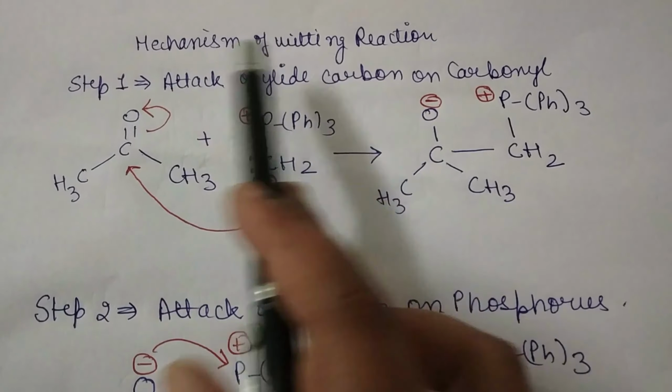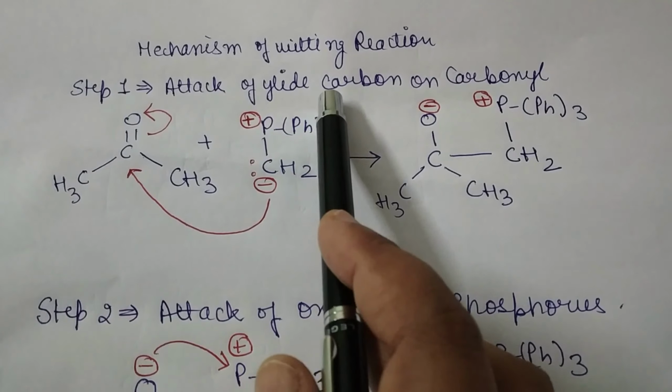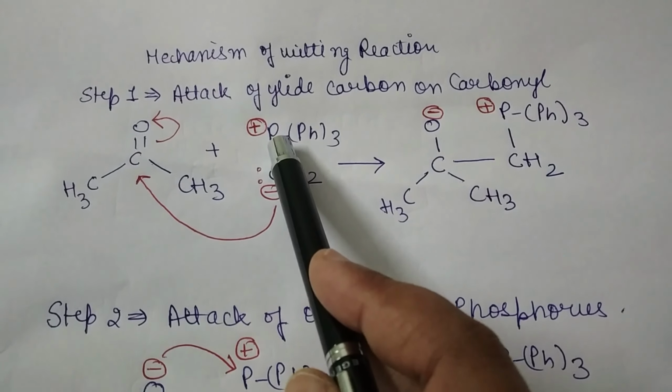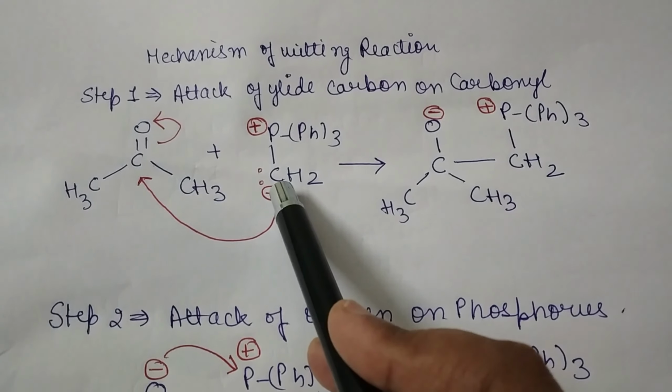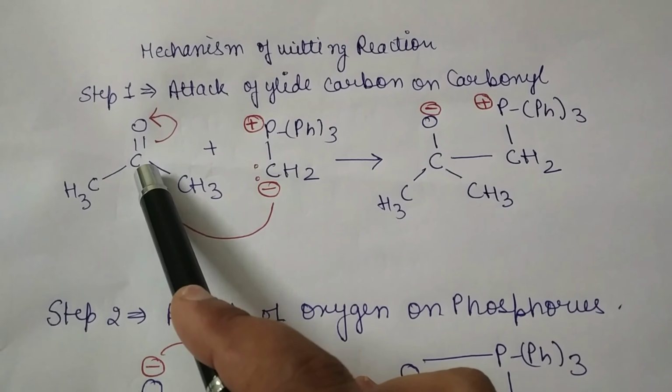Let's discuss the mechanism. In the first step, attack of the ylide or the Wittig reagent on the carbonyl carbon. So here you can see this is the Wittig reagent. This is CH2 with a minus charge. It will attack this carbonyl carbon.